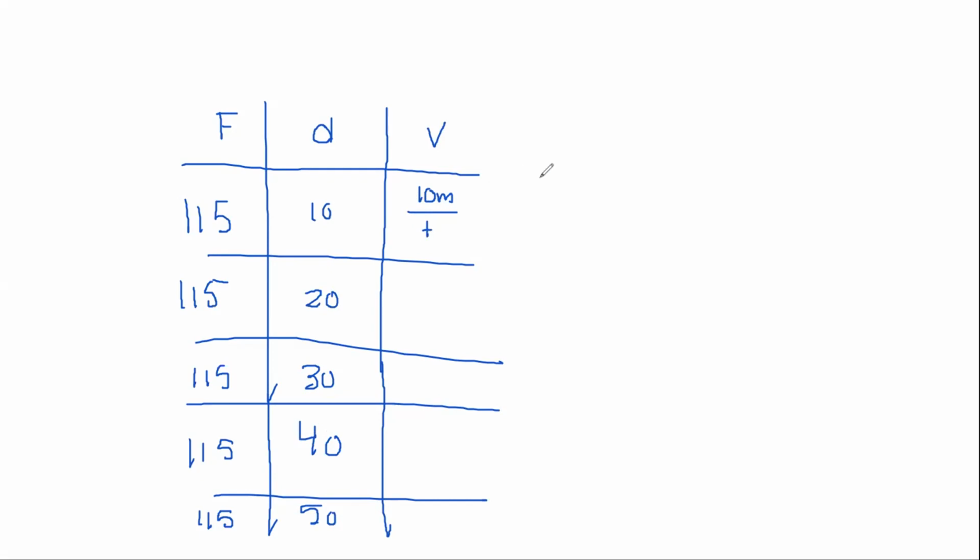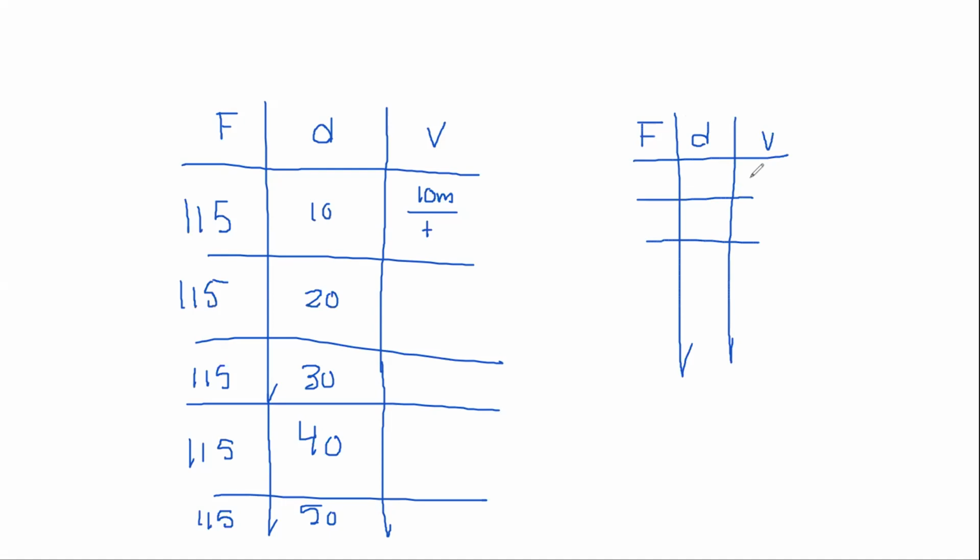Then the second chart needs to be force, distance, velocity, same chart. This time, distance will be 20, and I only want you to take 3 data trials. 20, 20, 20. You're going to keep the distance the same. I want you to increase the force. The first one will be 115. Let me see what the next one up is. Reset it. 130. Okay, it goes up by 15, so that'll be easy.